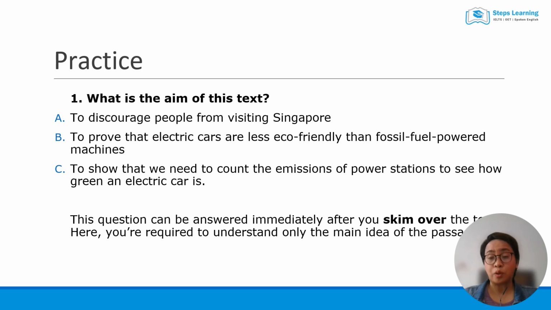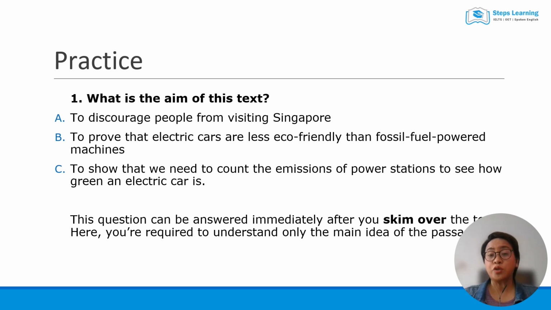Now let's go through the questions. One, what is the aim of this text? A, to discourage people from visiting Singapore. Letter B, to prove that electric cars are less eco-friendly than fossil fuel powered machines. Or letter C, to show that we need to count the emissions of power stations to see how green an electric car is. Now this question can be answered immediately after you skim over the text.